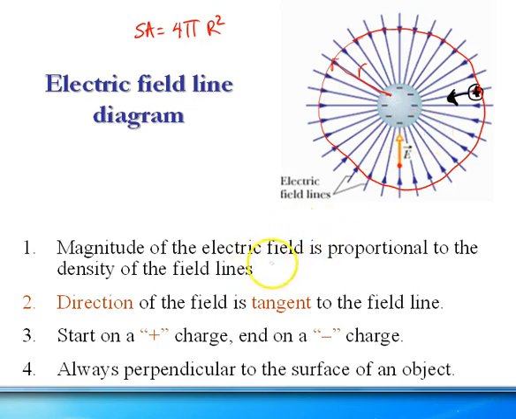So that first rule: the magnitude of the electric field is proportional to the density of the field lines. The second rule: the direction of the field is always tangent to the field line. And electric field lines start on a positive charge and end on a negative charge. Since this source charge is negative, we have our electric field lines ending on this negative charge. All these electric field lines are pointing in the direction of these arrows. And also the electric field lines are always perpendicular to the surface of the source object. So these four rules we should make sure you write down and are clear with them.